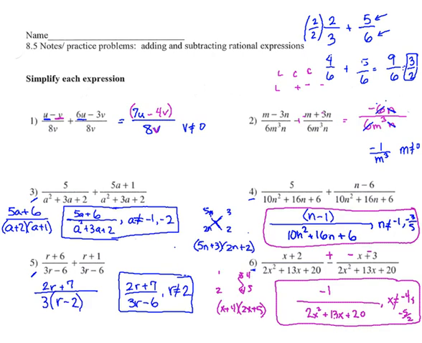All right, your answers should look something like this. Here we added 5 and 1. They were like terms. We got 5a plus 6 over the denominator, but we needed to factor in order to find our restricted values. So we factored and found a is not allowed to equal -2 or -1. Either of those values would make our denominator equal to 0.